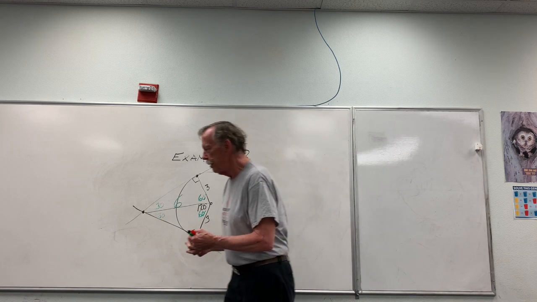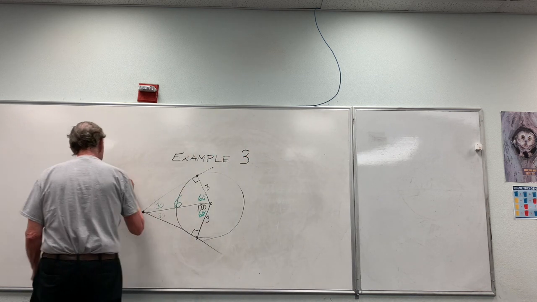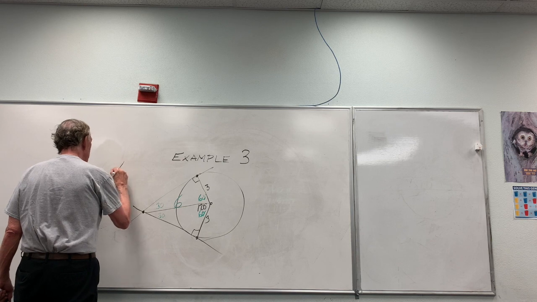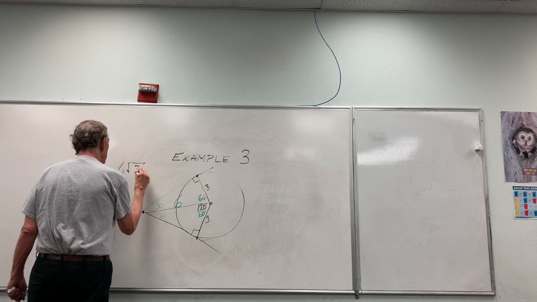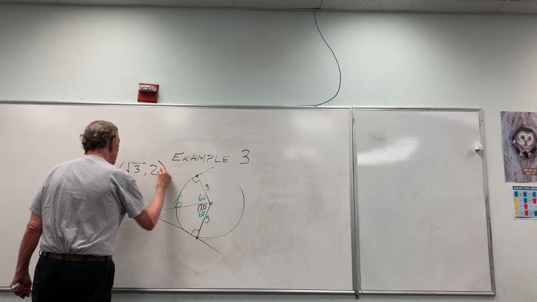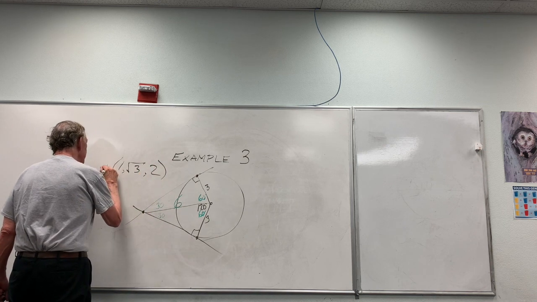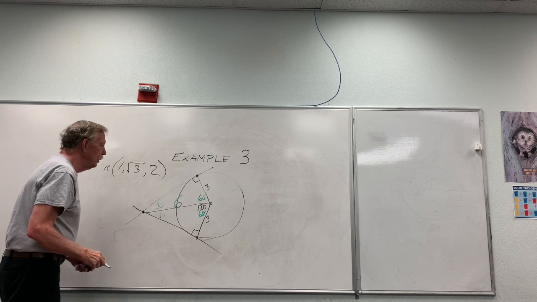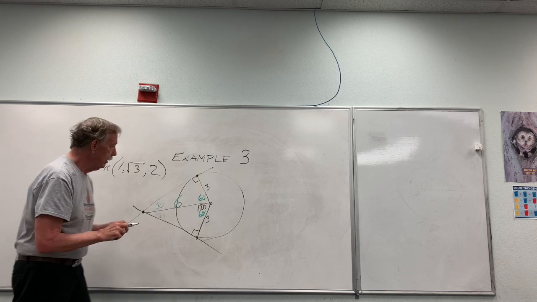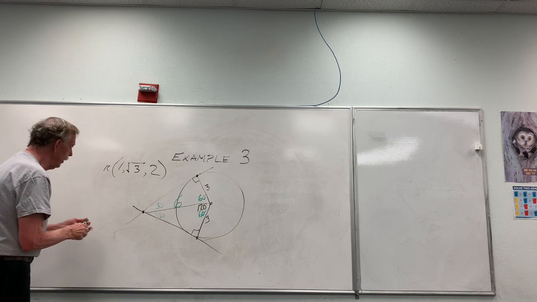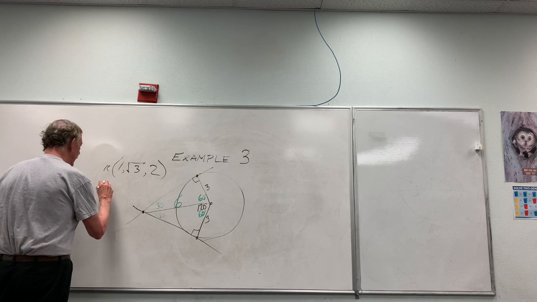Once again, we're going back to our basic ratio: 1, square root of 3, 2. And we're looking at the multiplier. Well, this piece isn't 1, this piece is 3. So the multiplier here is 3.